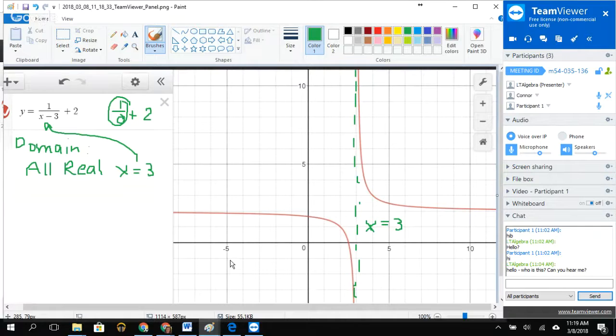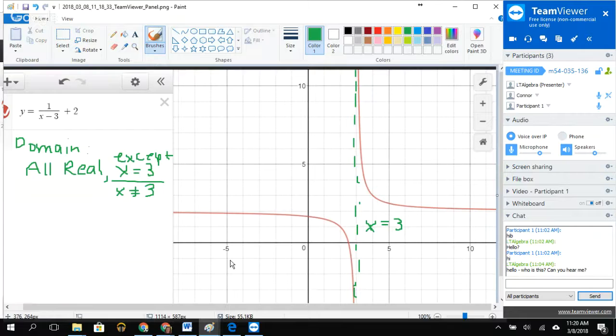Nope. Can't do that, right? So that's why it's all real except x minus 3. And I know I'm being a little sloppy with my writing here. You could either say all real except x equals negative 3, or you could say all real and x cannot equal negative 3. I've been switching between the two.